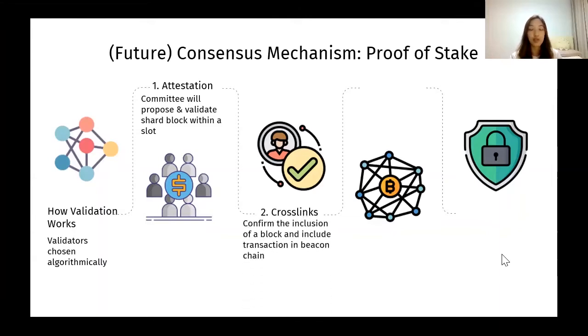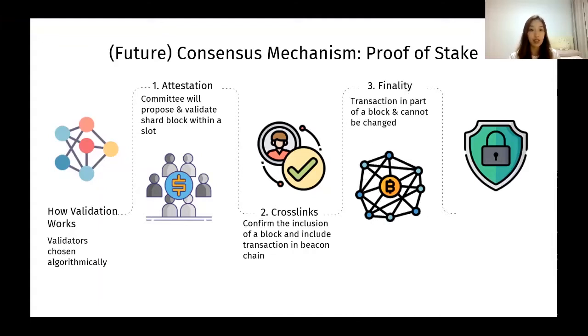And then next we have crosslinks. So once a new shard block proposal has enough attestations, a crosslink is created which confirms the inclusion of the block and your transaction in the beacon chain. So once there's a crosslink, the validator who proposed the block gets their reward.